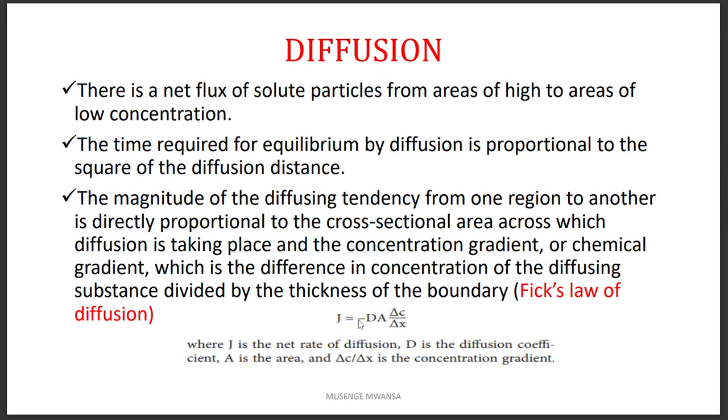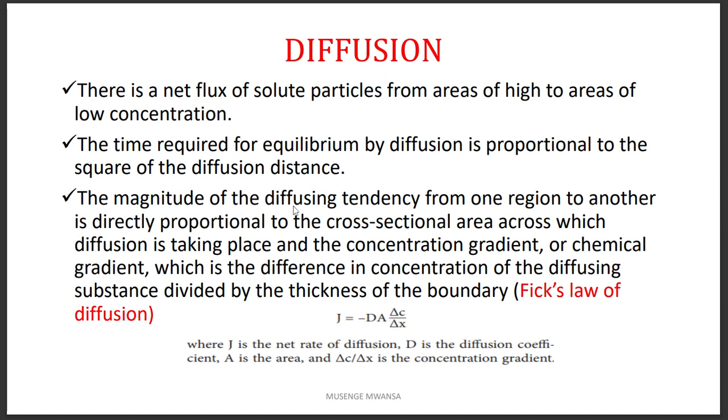The rate of diffusion is simply equal to the area. What area? We are talking about the area across which it is going to be passing. That is basically the area of the plasma membrane, because particles are going to be crossing the plasma membrane. So the thickness of this plasma membrane is going to contribute to the diffusion.